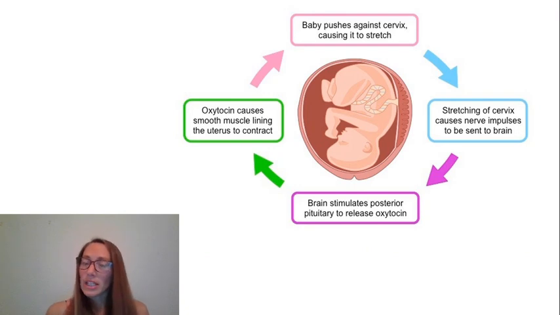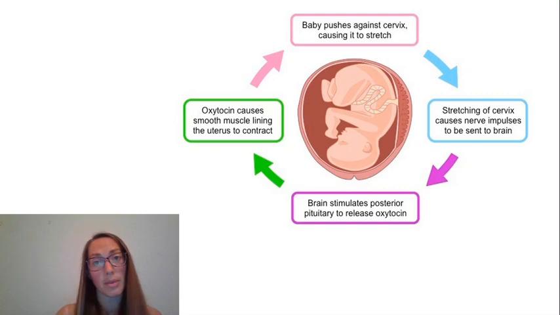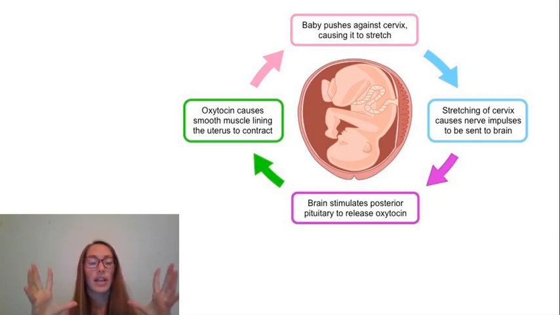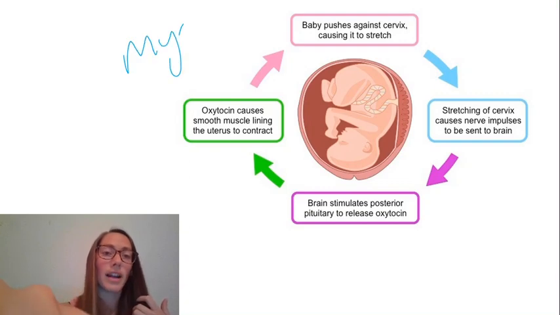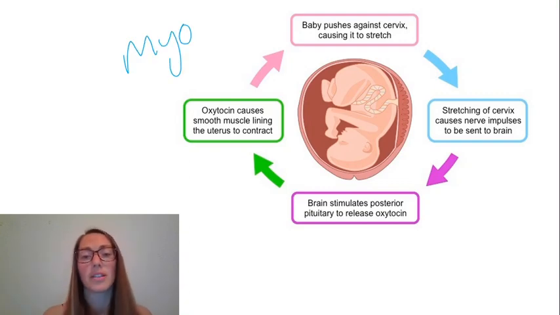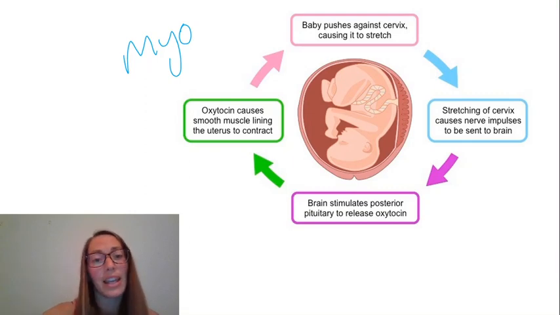Okay, so we mentioned this positive feedback from oxytocin. Oxytocin is really important because it acts on the uterus's muscular layer, called the myometrium. Myo, you'll recognise this, it's often at the start of words that are talking about muscles. So the myometrium is the muscular layer underneath the endometrium that helps with childbirth, so it helps contract and push the fetus out of the body. So oxytocin causes the smooth muscle, the myometrium, to contract.